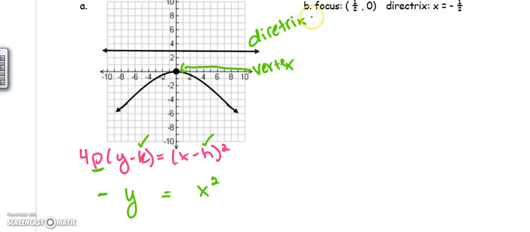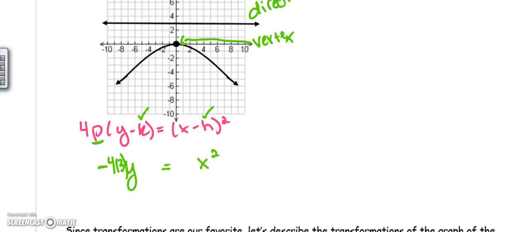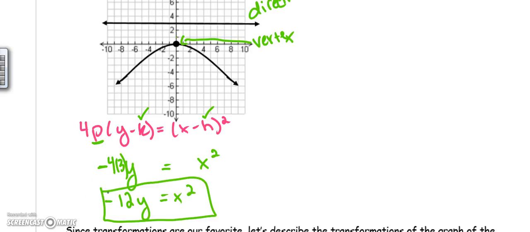So since we have a graph, we can just count. So we go 1, 2, 3, that's the distance. So that means p is 3. And so I'm just going to multiply that 4 and 3 together. So we get negative 12y equals x squared. And there's our equation. So remember, in this equation, the y and x and the squared will always stay the same. You're just trying to fill in for those other pieces of information, the p, the k, and the h.